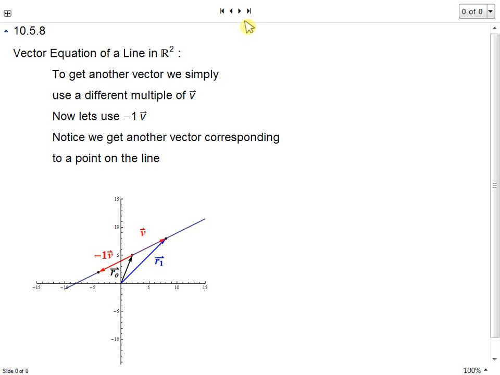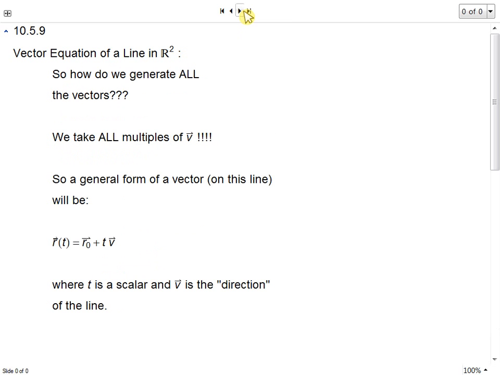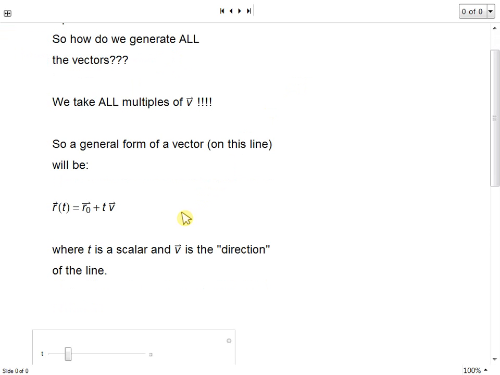So how do I create all of them? I take R naught, that vector, and then I add every multiple of V, right? All the multiples that are positive should take you out in one direction. All the multiples that are negative should take you the other direction. So this is pretty much it.